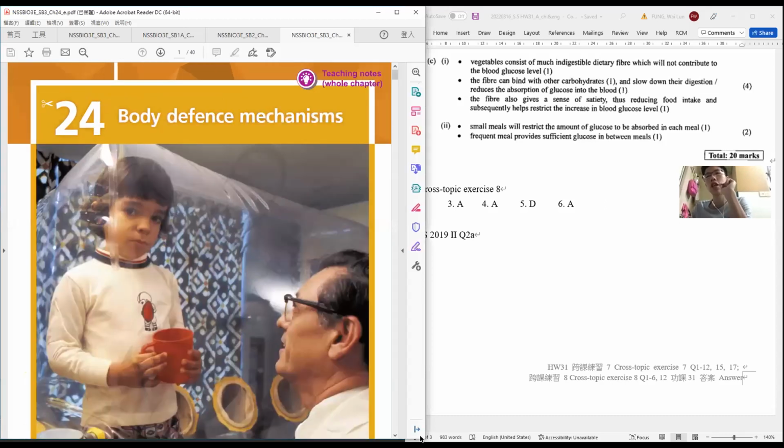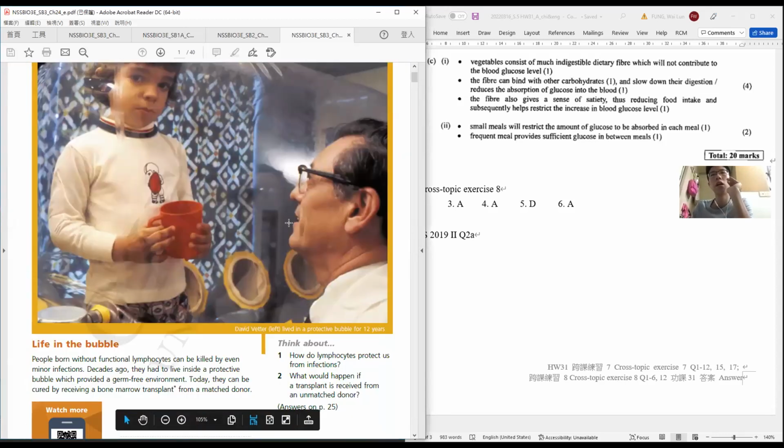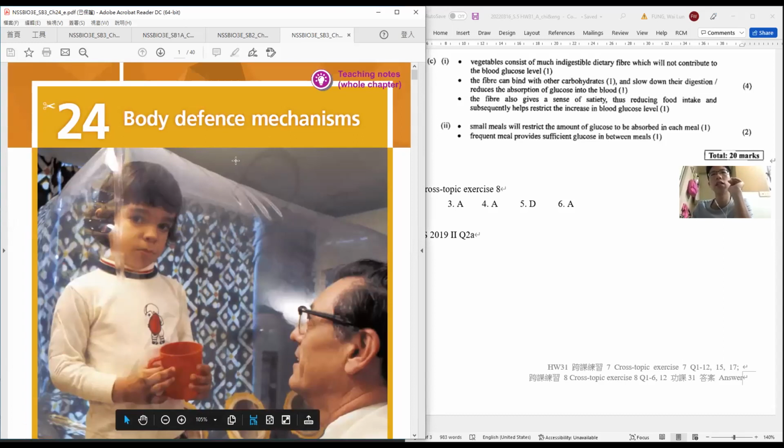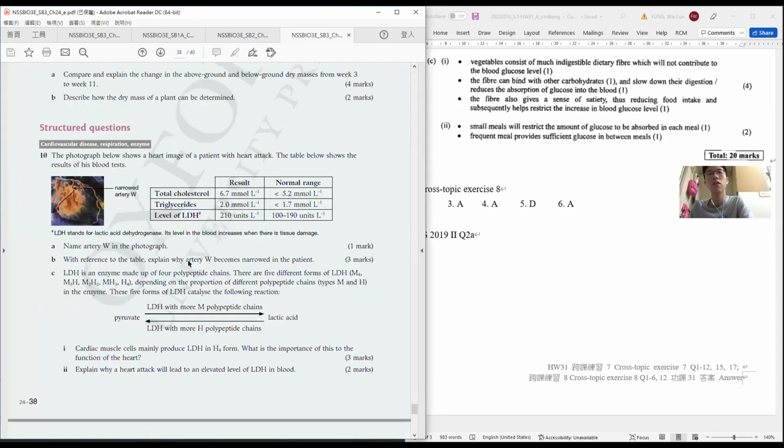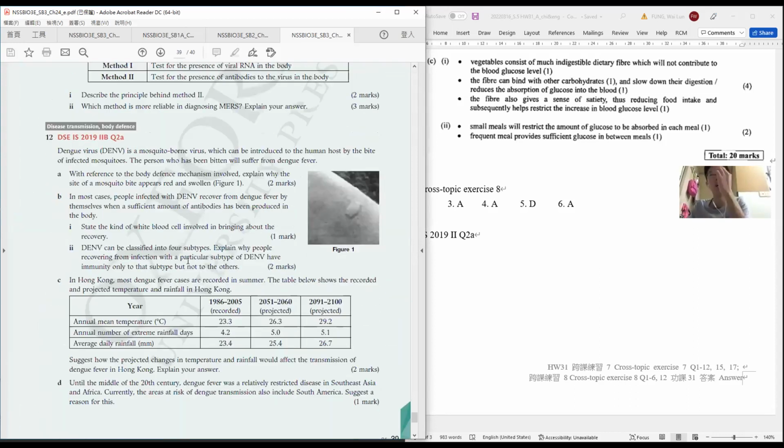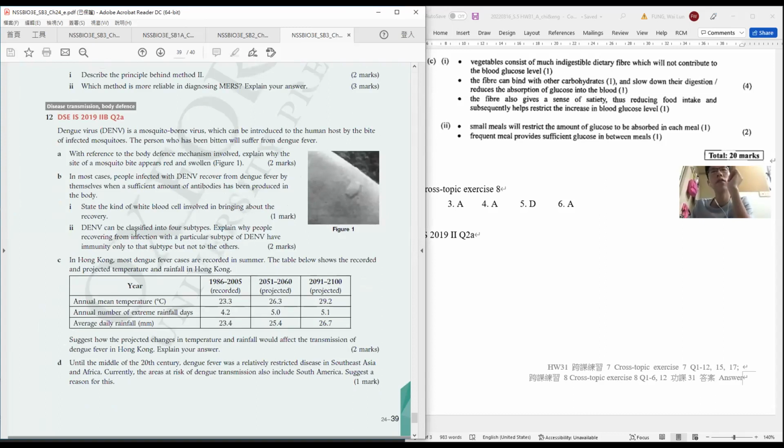This is cross-chapter number 8. So behind this, chapter 24, we say, okay, look at this question. This is DSE level 2019. But it is an IS integrated science paper, not really a biology paper.